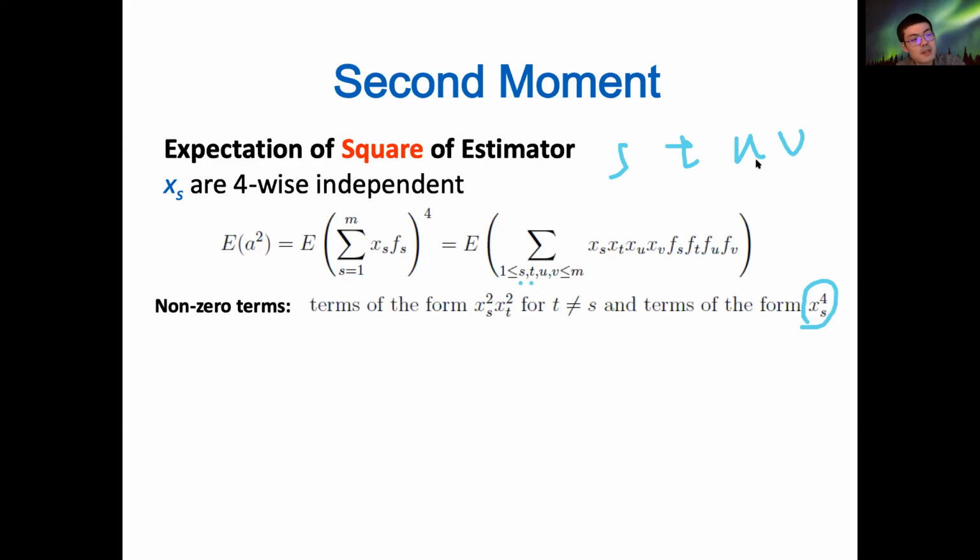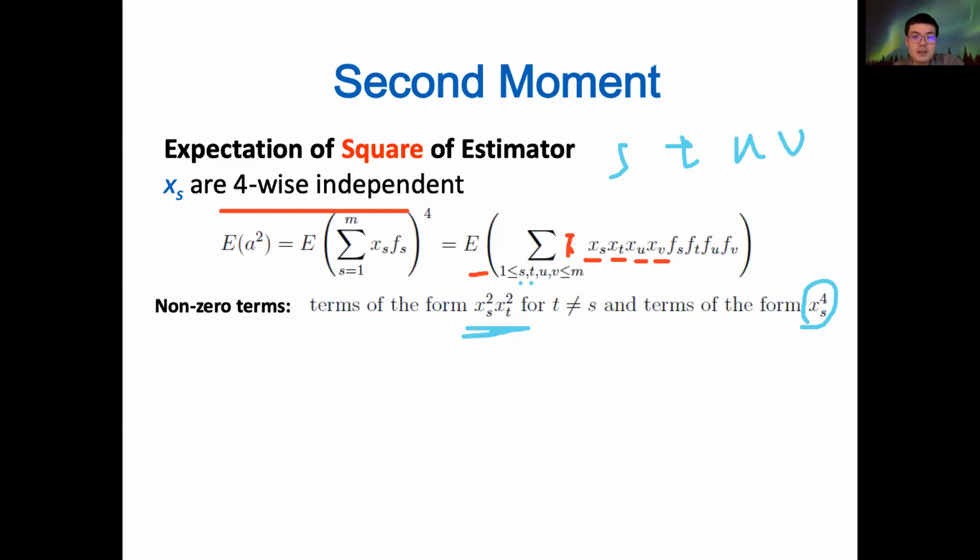Another possibility is two of them are the same and the other two are the same. So this becomes X_s squared X_t squared. There is also the case where everything is different. If everything is different, that term will be gone. Because when you take expectation, you can write it as a product of the expectations of X_s, X_t, X_u, X_v, since they are independent. After taking h, it's still independent. Then it will become 0, four zeros multiplied together.